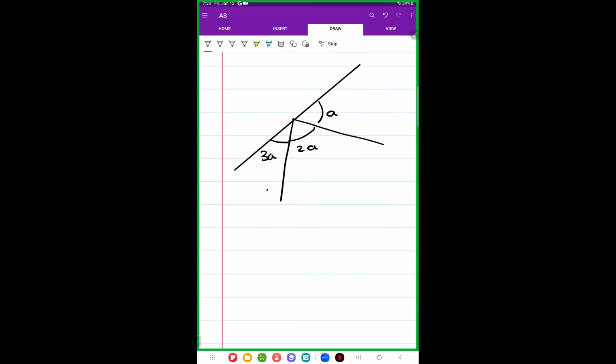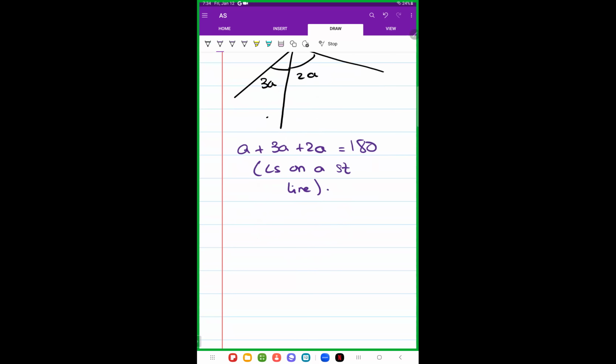So basically, we know that according to the rules, A plus 3A plus 2A should be equal to what? 180. 180 because of angles on a straight line. I'm writing the short form, you're not supposed to, okay? So it's A plus 3A plus 2A, which will give you 6A, is equal to 180. So basically, you have to add all of the angles.